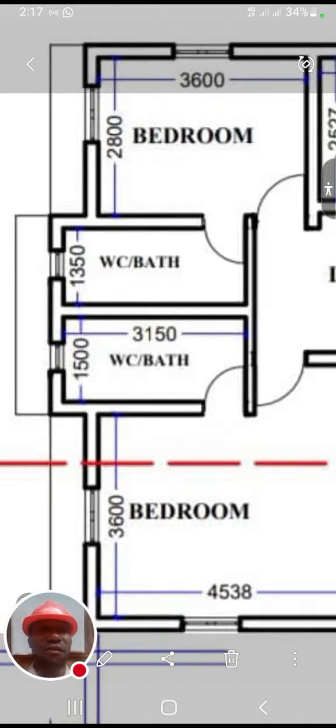You have to know how to convert from one unit to another. If you don't know how to convert, you will find it very difficult to comprehend your drawing, your floor plan. So these are the key things you have to note. Just like 1,000 millimeters make 1 meter, 100 centimeters make 1 meter. Do you understand me? See, these are the things you have to note. Okay?